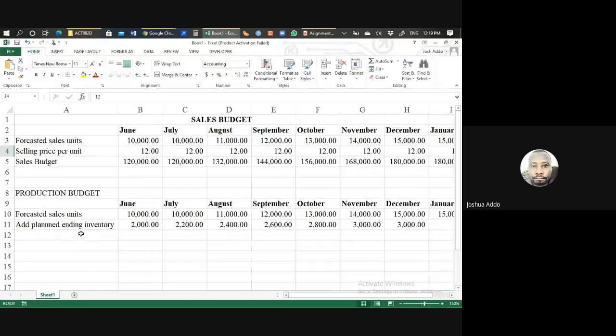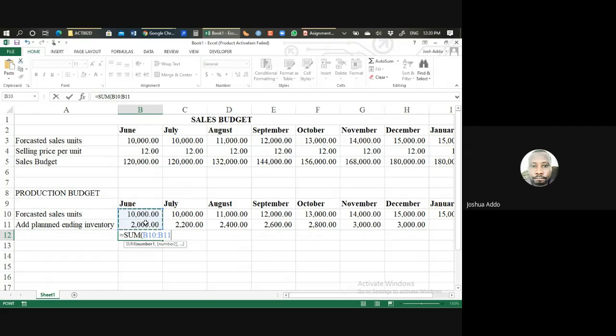So when we do sum of the forecasted sales units and the planned ending inventory, this is how we do it in Excel. You can use the function which is called sum. So sum bracket open, then the range that you are summing, bracket close. That's a very simple function. And as business students, accounting students to be specific at this master's level, you can never run away from this. In fact, if you don't know how to do some of these things, then you are not in the business world.